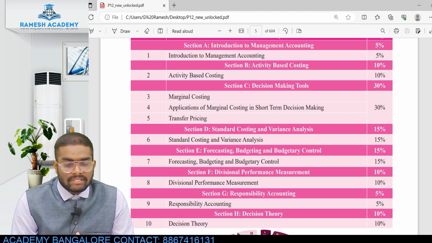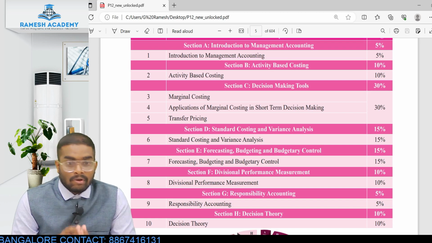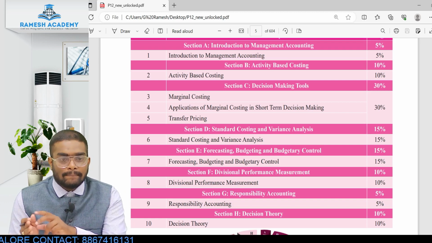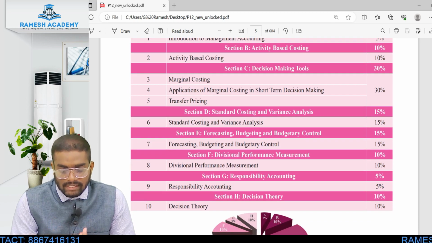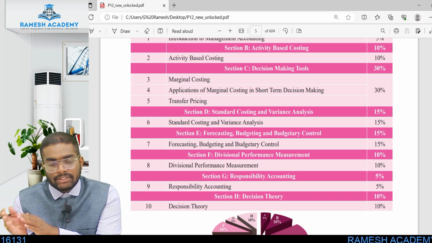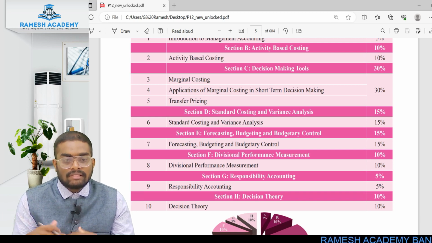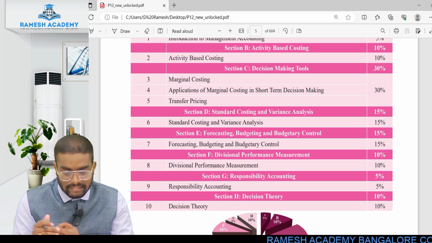Transfer pricing is where there is a transfer from one department to another department, or from one company to another company, intercompany transfers and all those things. Next we will go to standard costing and variance analysis. Here we will be comparing the standard with the actual cost. If there is a variance, why that variance, for material, labor, overheads and sales.